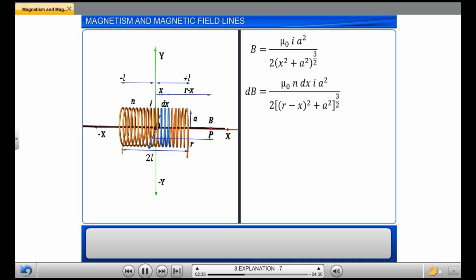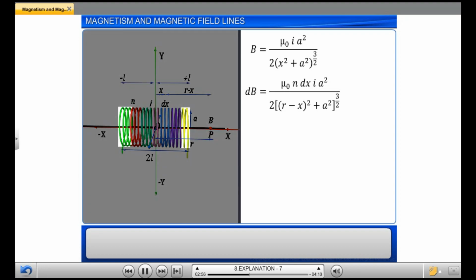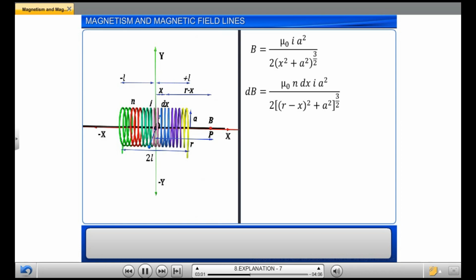The total magnetic induction due to the solenoid can be calculated by dividing the total length of the solenoid into a number of small elements, and integrating the magnetic inductions due to all the small elements. When we consider the small elements of the solenoid from one end to the other, the distance of the elements from the center of the solenoid varies from minus L to L.